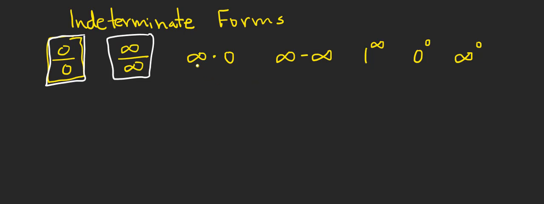And by the way, infinity times 0 is not always 0. And infinity minus infinity is not always 0 either. And 1 to infinity is not 1. 0 to the power of 0 is not always 1. And infinity to the power of 0 is not always 1 either. And we'll look at examples.